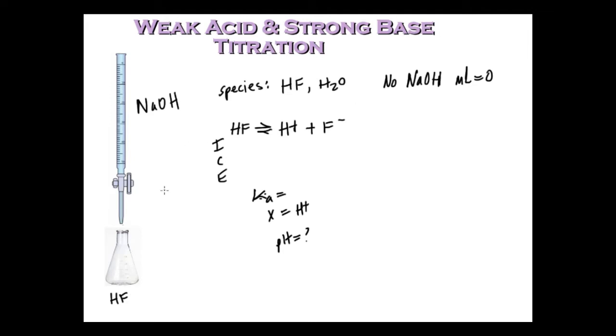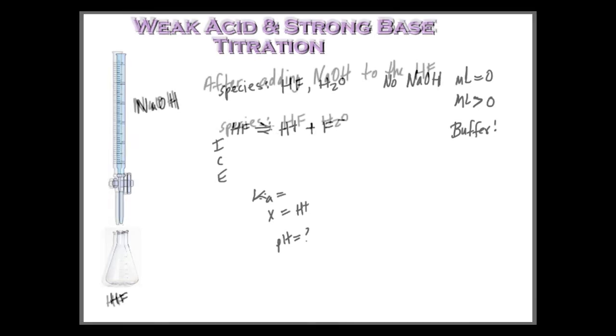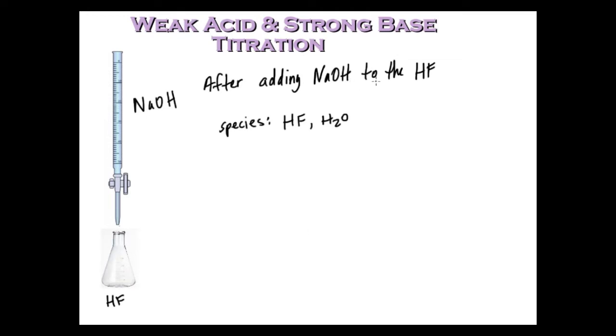Now, after you add the first drop, when the milliliters is now greater than 0, what we create is a buffer. Why is that? Let's take a look at what happens to see why a buffer forms. After adding the sodium hydroxide to the hydrofluoric acid, let's look at the species we have present. We have hydrofluoric acid, we have water, and we're going to add sodium ions and hydroxide ions.